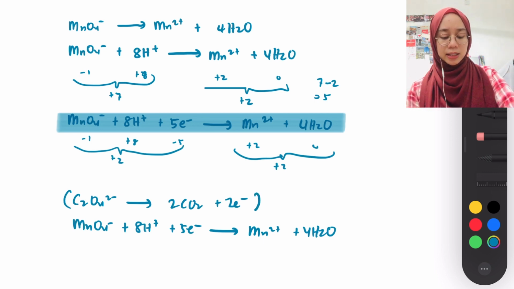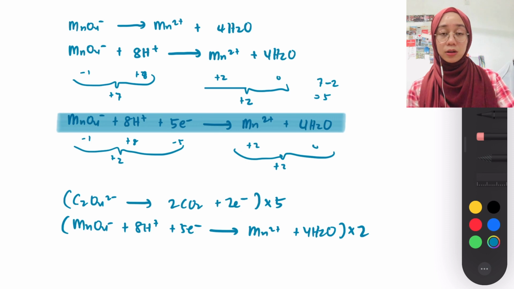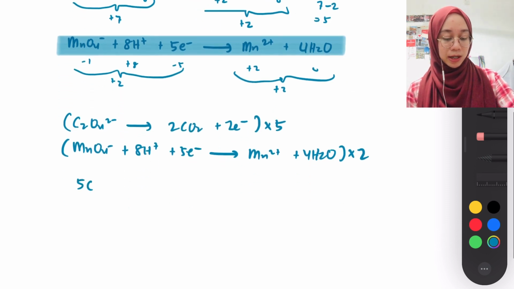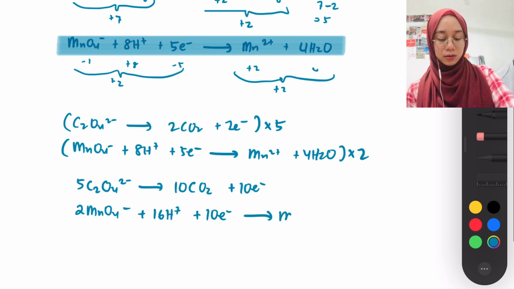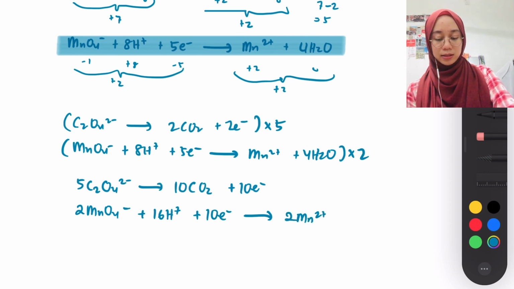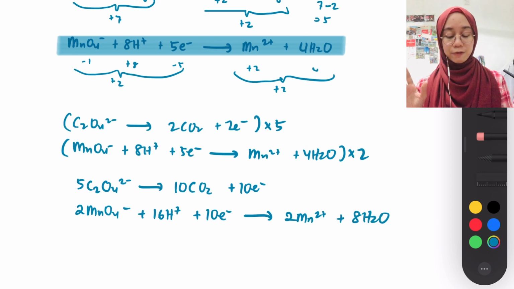Paling senang kalau yang atas ni kita darab je dengan 5. Yang bawah kita darab dengan 2. Okay, therefore, tulis barulah. So, tulis baru. Jangan lupa kena darab the whole thing. So, ni jadi 10 CO2, ni jadi 10 elektron. Okay, kenapa nak kena 1 darab 5, 1 darab 2? Supaya dua-dua nanti akan jadi ada 10 elektron. Oh no, apa ni? Sepatutnya 2 Mn2 plus tambah dengan 8H2O. Okay, so always make sure the whole thing kamu kena darab. Be careful with the coefficient.